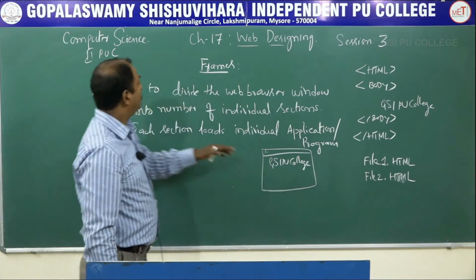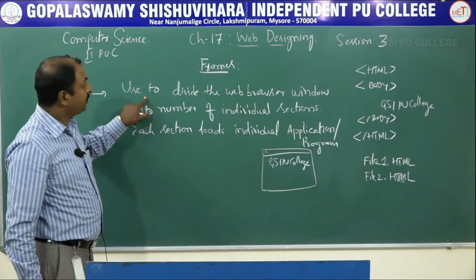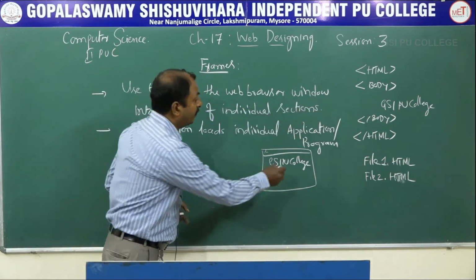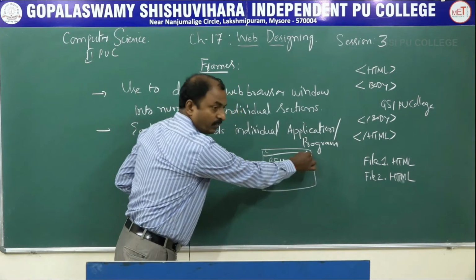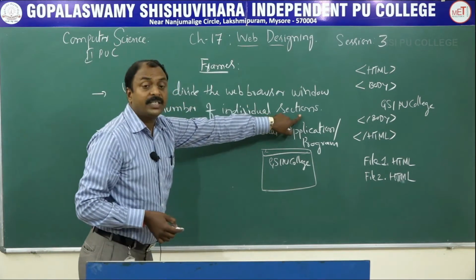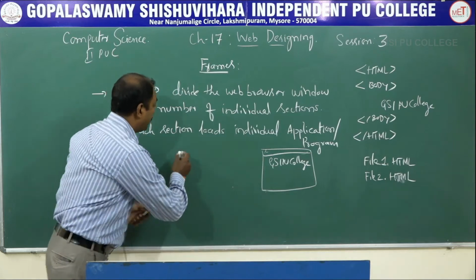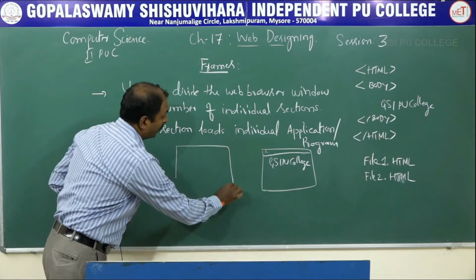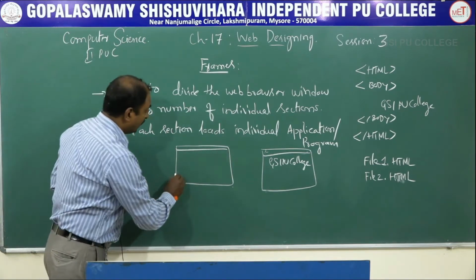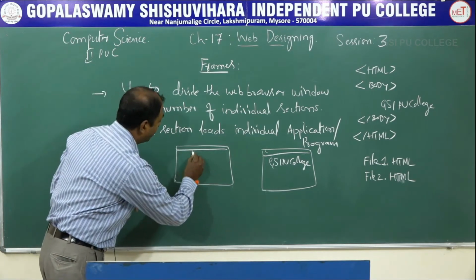Now you come to frames. What are frames? Look at the definition here. Frames are used to divide the web browser window. This is your web browser window, and it can be divided into a number of individual sections. How do we divide this? Look at this example. I can divide it like this. See here, these are columns.